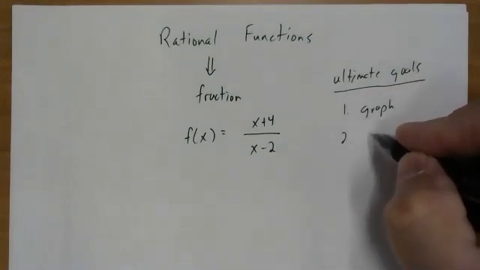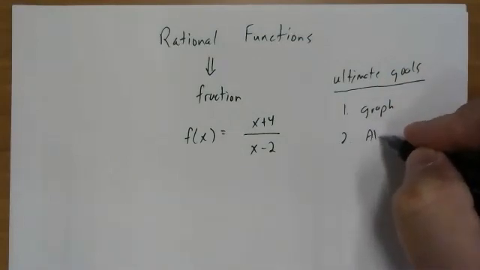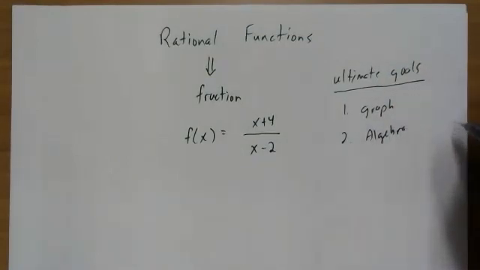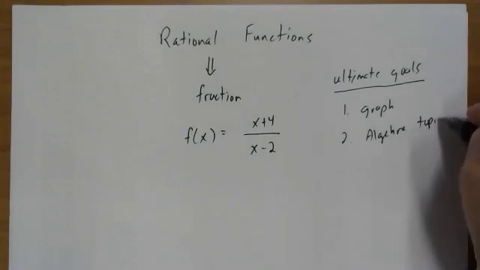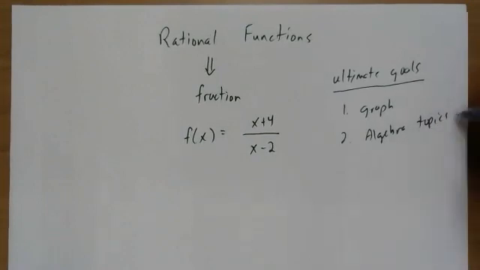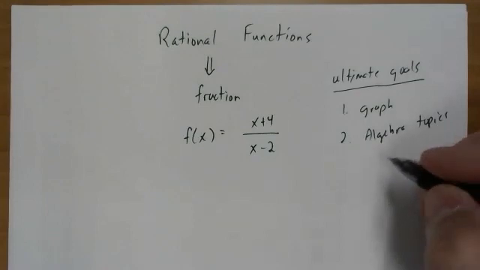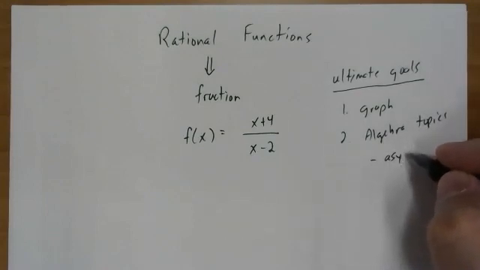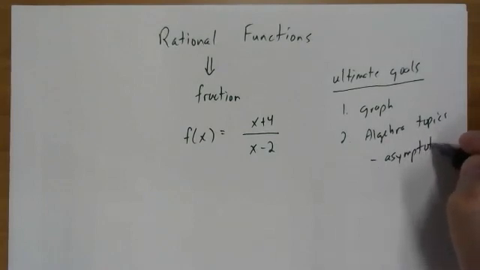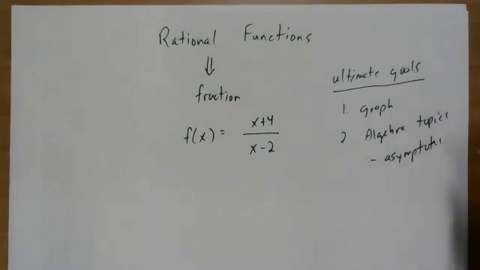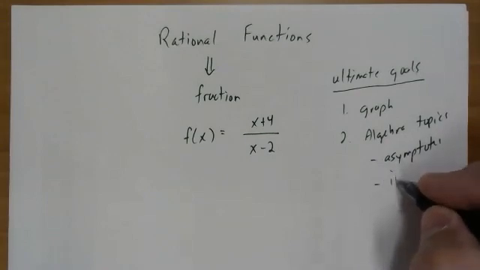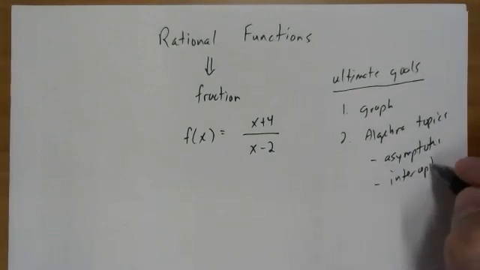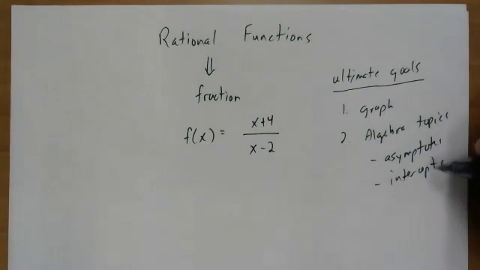And then they also, let me just call this algebra topics. I'm actually making this up. And by that, I mean they're going to ask you about asymptotes. They're going to ask you about intercepts. These are the kinds of things that we derive from just doing algebra on our rational expression.